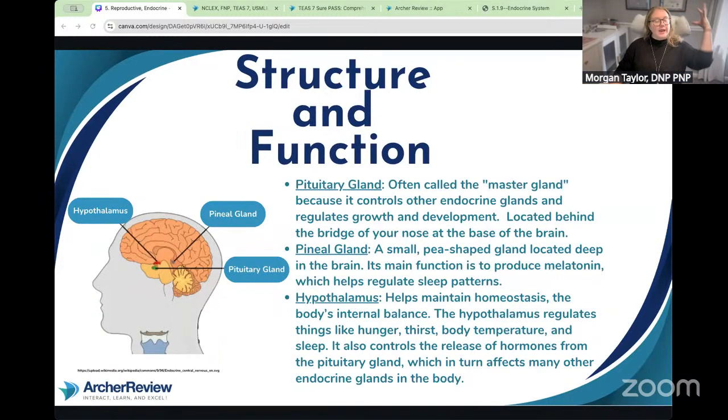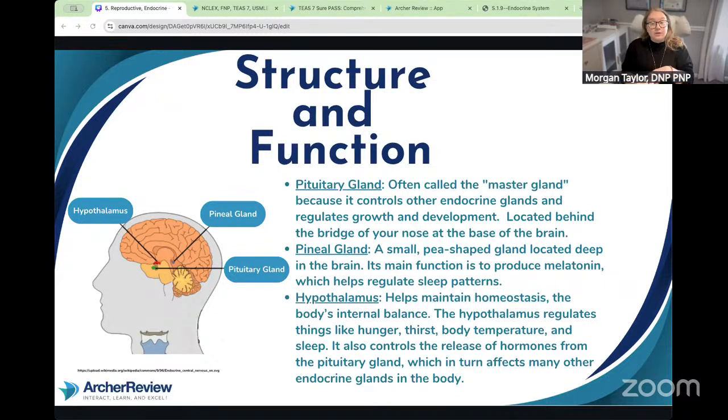We're going to go into the brain. I told you we have three places in the brain that act as endocrine organs. The first is the pituitary gland. A lot of people call this the master gland because it really controls other endocrine glands. It's going to help regulate a ton of stuff, growth and development. It's kind of behind the bridge of your nose. So if you have head trauma, sometimes we end up with damage to the pituitary gland.